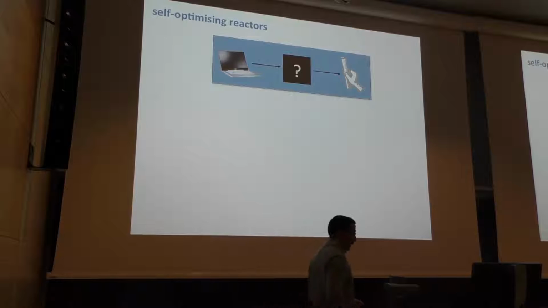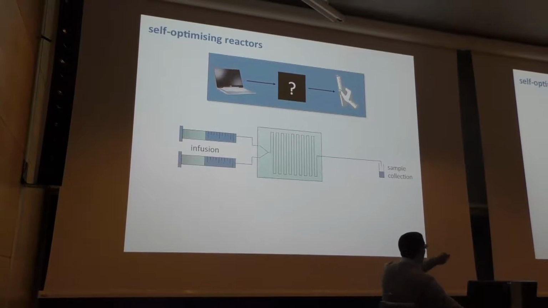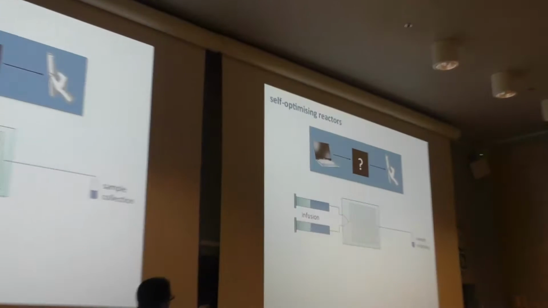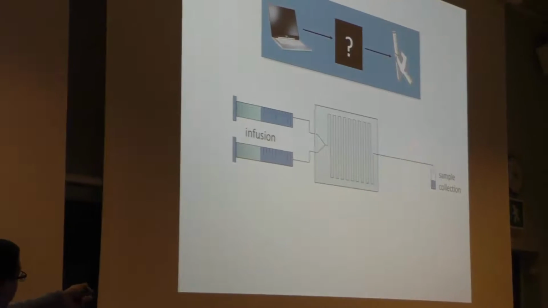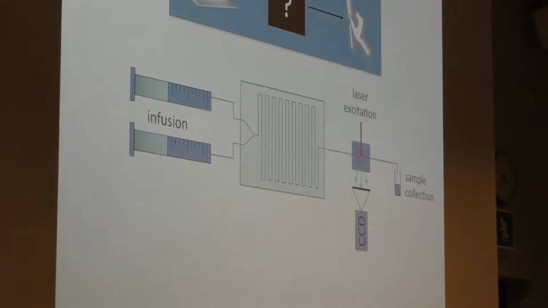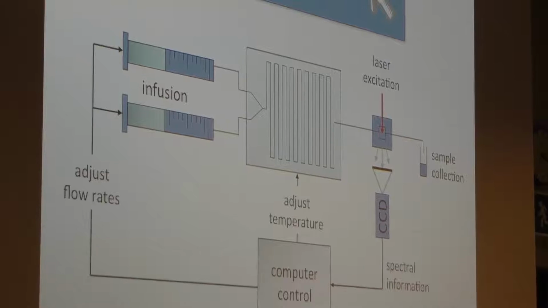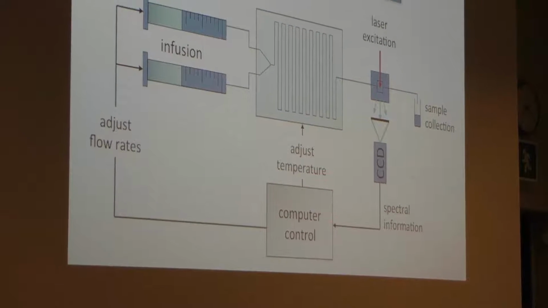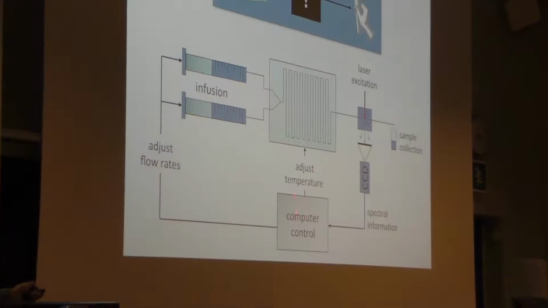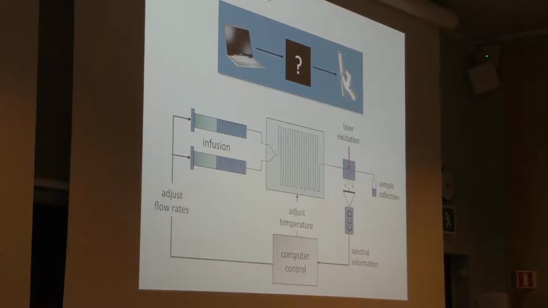So the way we do that is we take the reactor I just showed you, so that's shown just here, and we introduce some form of spectral analysis at this point here. So we have a laser coming in and just a simple CCD spectrometer, so we can look at the emission characteristics. We take that information and we pass it to a computer, and we allow the computer to make decisions about how it's going to adjust the temperature and how it's going to adjust the flow rates.